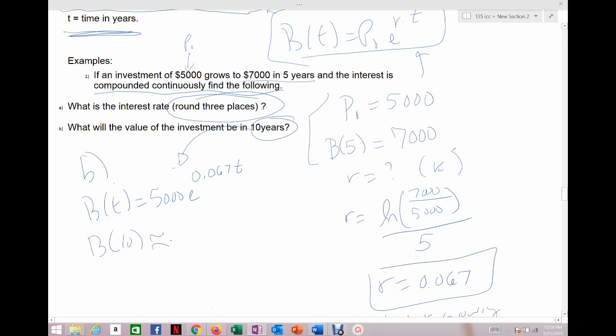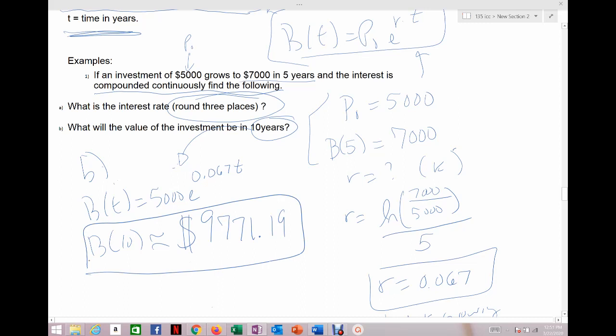Again, it's money. I typically round money to the penny. So first of all, dollars, that's the units on it. And so in 10 years, my 5,000 will almost double, not quite. It goes to $9,771.19. All right, and so that's how much money he'll have in his account in 10 years.